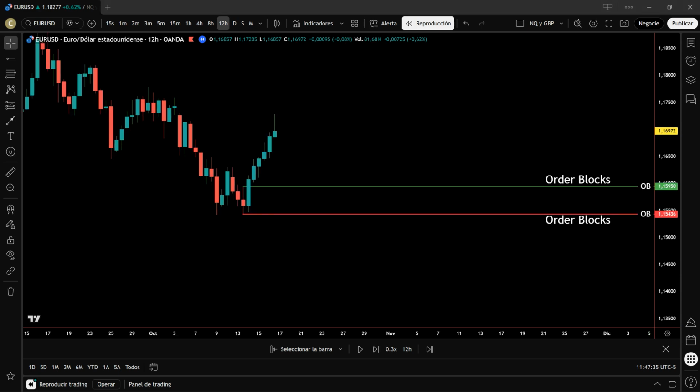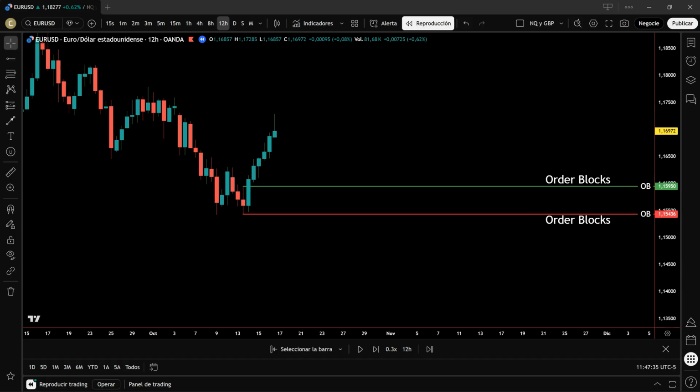We are now moving on to one of the most critical concepts in institutional strategy: order blocks. In Capture 9, you can see two levels clearly marked in green and red. An order block represents the last candle before a strong, expansive move. It's essentially where large institutions left their pending buy or sell orders. On this 12-hour chart, we've identified two key zones, one at 1.15950 and a deeper one at 1.15436.